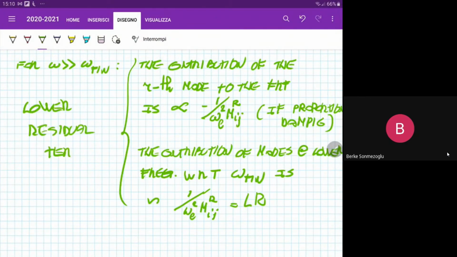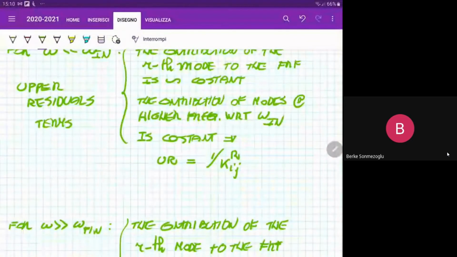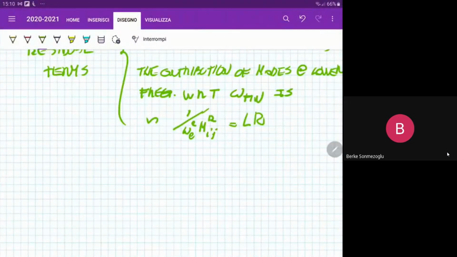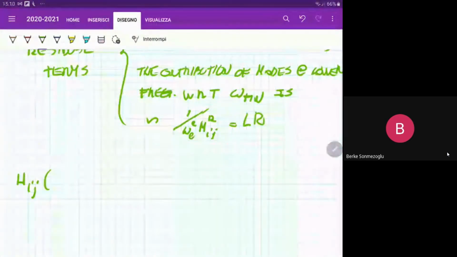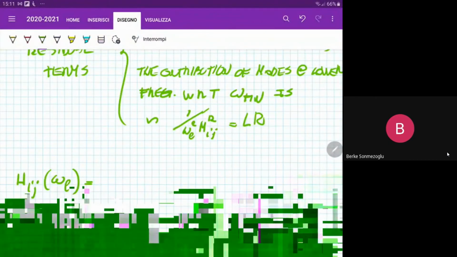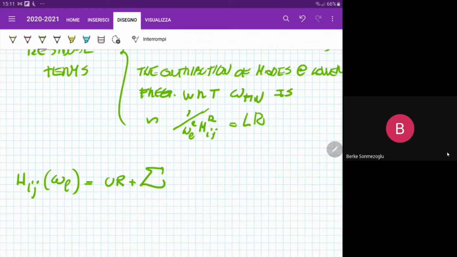And there are the upper residual terms. As a matter of fact, what we can say is that your frequency response function, once again, Hij, referring to a couple of input and output, evaluated at the L frequency line, could be written as the upper residual plus the contribution of all the modes that are in your frequency range of interest, that is from M1 to M2.